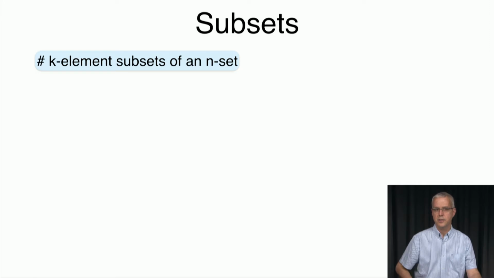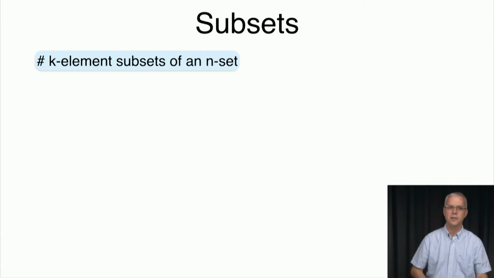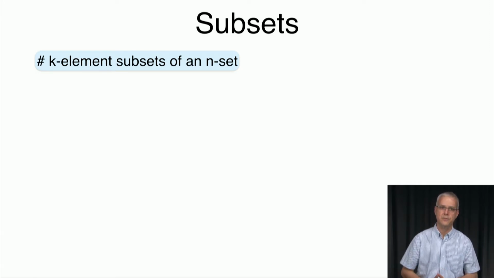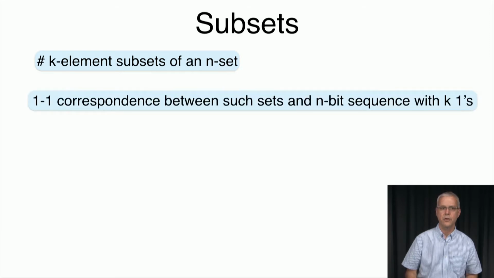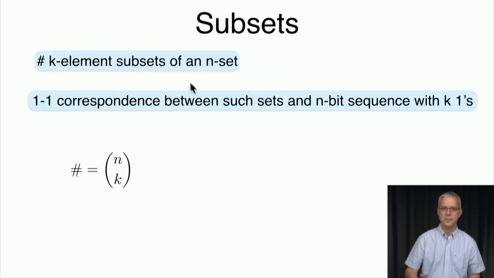As we just mentioned, in the previous video we counted the number of binary sequences of length n with k 1s, but as we said, that's also the number of k-element subsets of a set of size n. That's because there was a one-to-one correspondence, which we have shown, between these sets and n-bit sequences with k 1s. Therefore, the number of k-element subsets of an n-set is again n choose k, which is n factorial divided by k factorial times n minus k factorial.